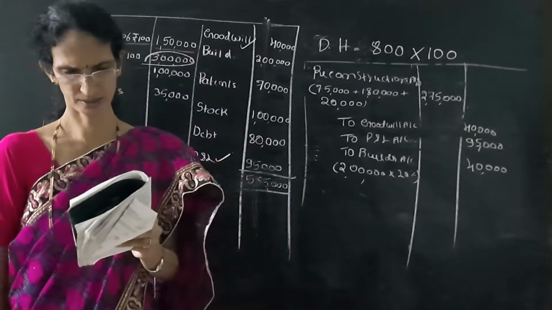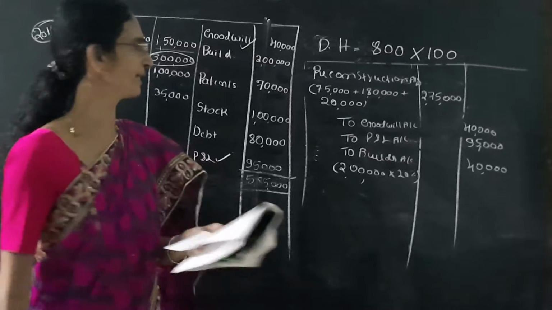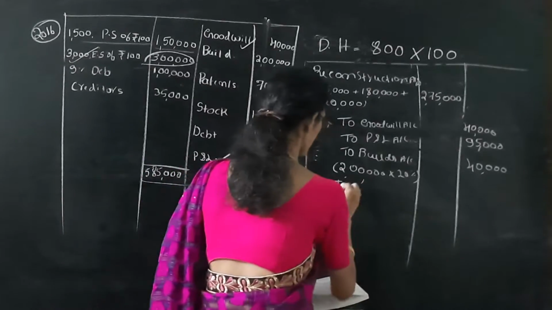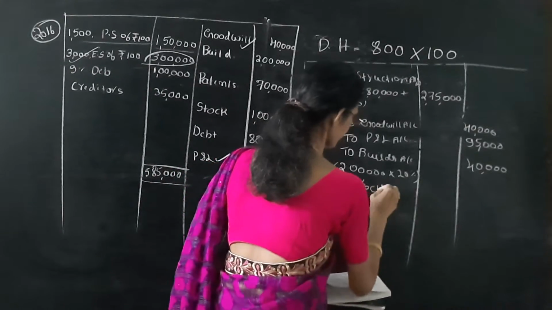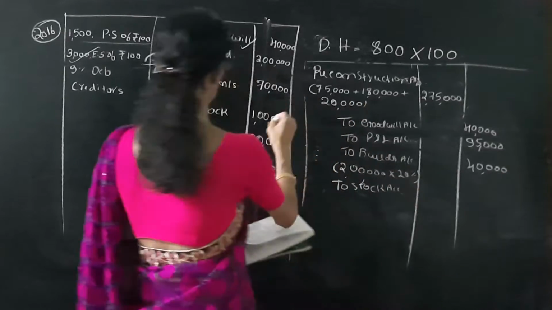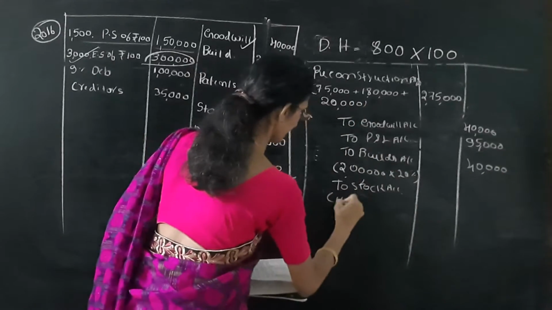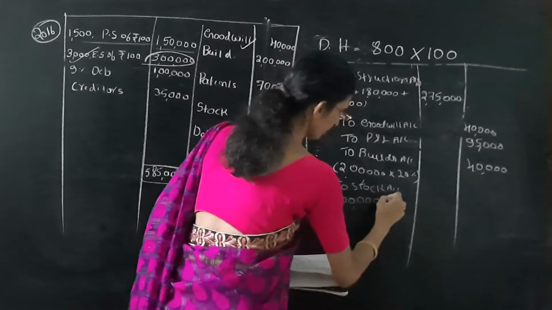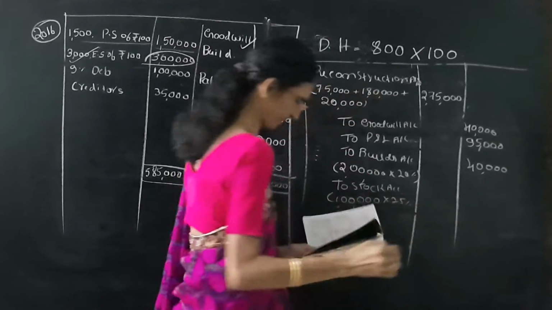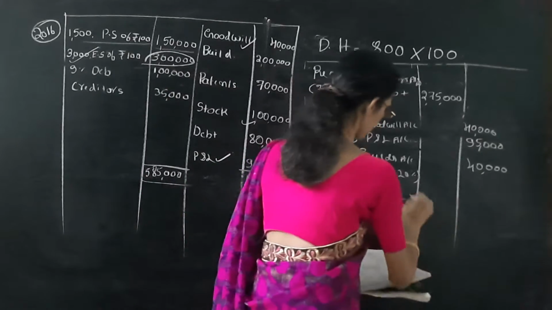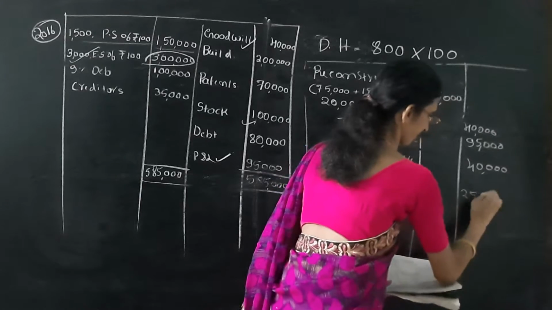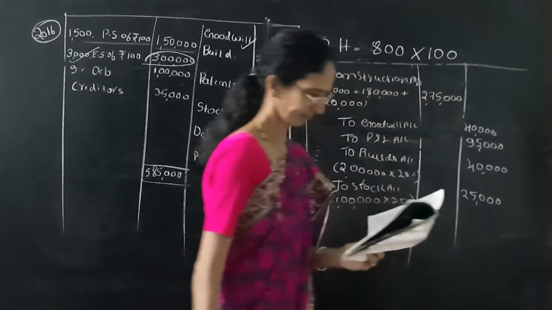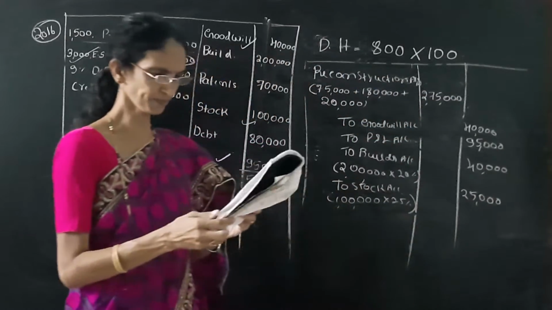Next, stock by 25%. So to stock account. See the stock given in the balance sheet is 1 lakh into 25%, that means 25,000.